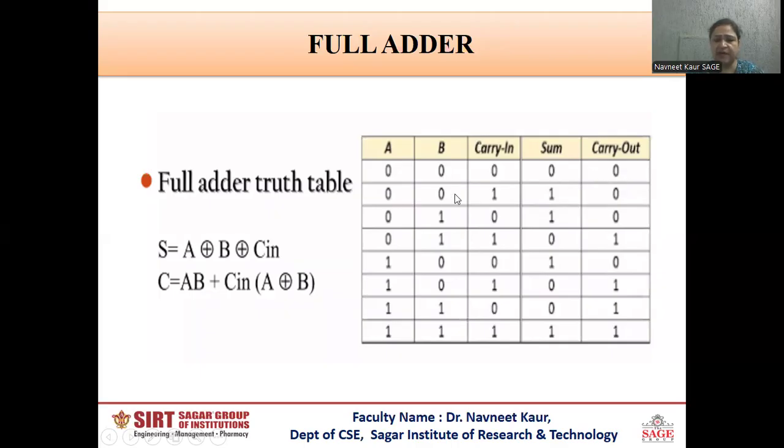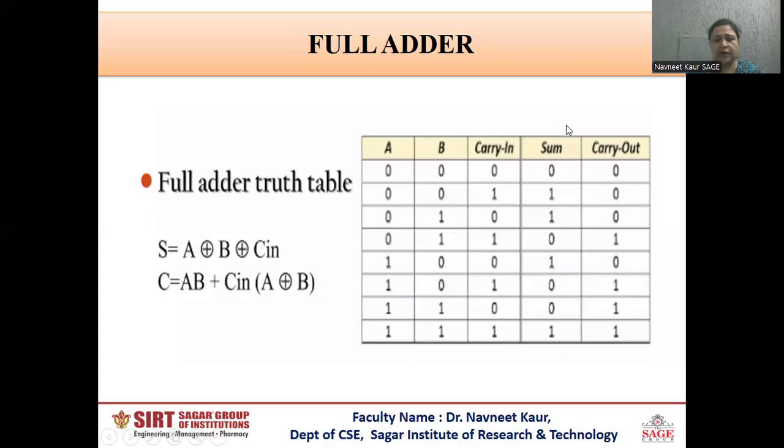Now, if A and B are 0 and the carry input is 1, then we will have the sum as 1 and the carry output as 0. Now, suppose A is 0 and B and the carry input are 1 and 1, then the sum will be 0 and the carry output will be 1. Now, if all three input bits are 1, the sum will be 1 and the carry output will be 1.